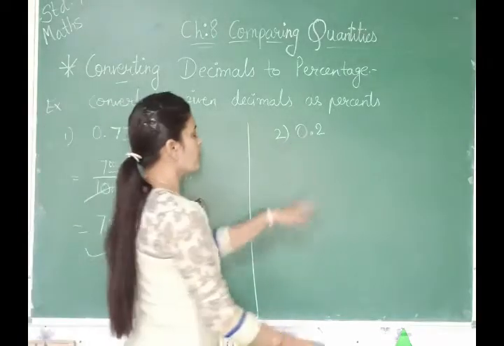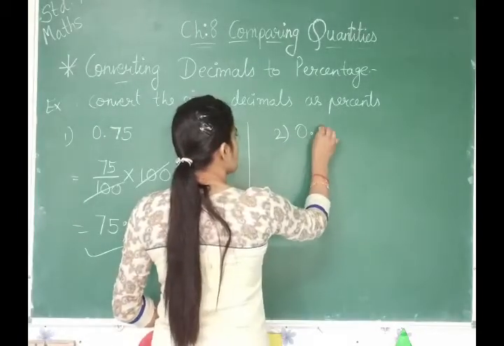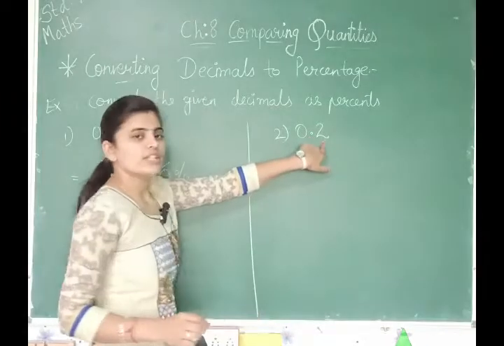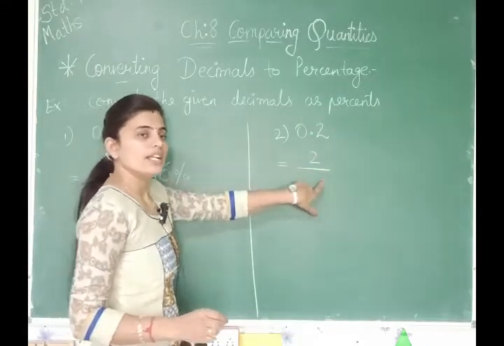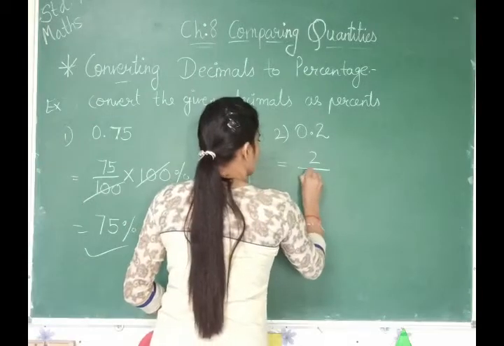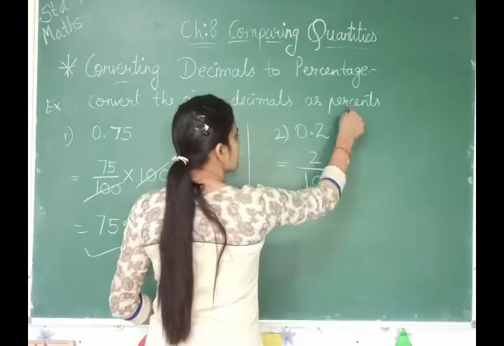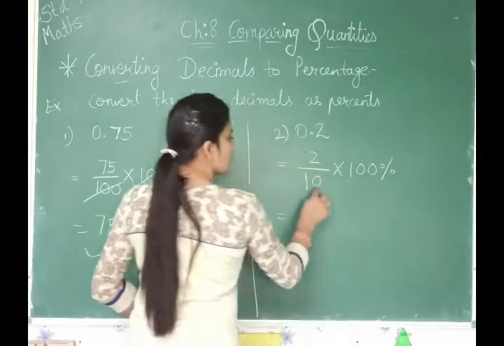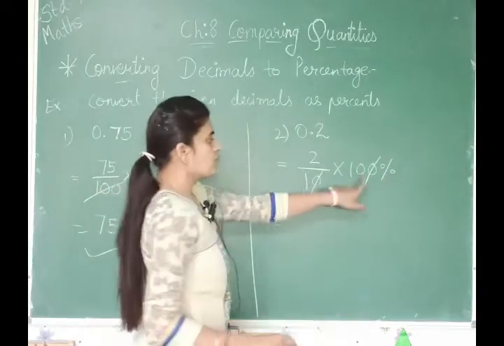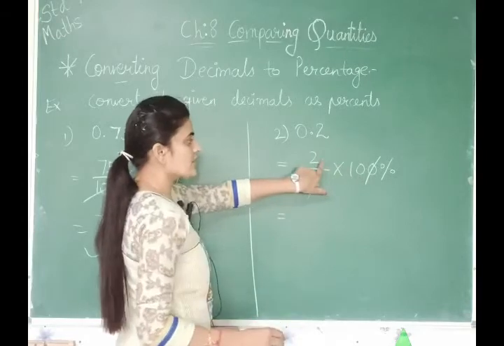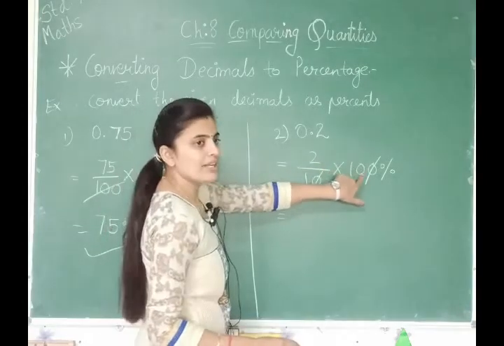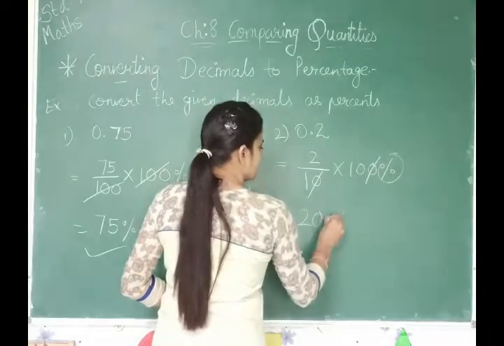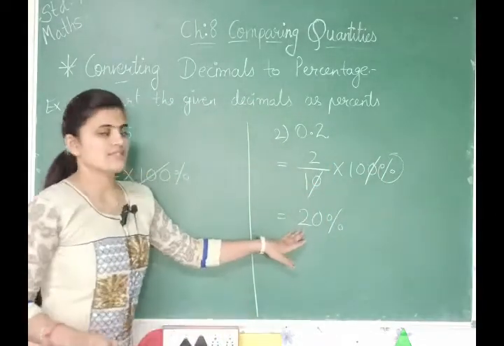Now second, 0.2. Now 0.2 can be written in the fraction form as 2. After point 1 digit, that means denominator will be 10. Now we need in the percentage, so multiply by 100%. 0 and 0 will cancel out. 10 is remaining and 2 is remaining. Multiply them. 2 multiply by 10, 20. And this percentage sign, 20%.